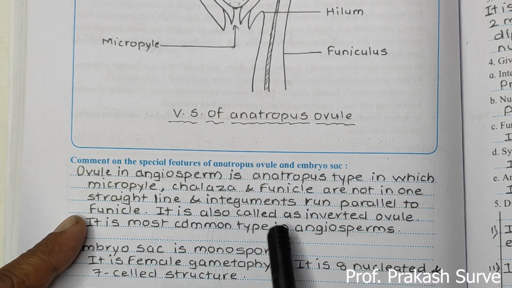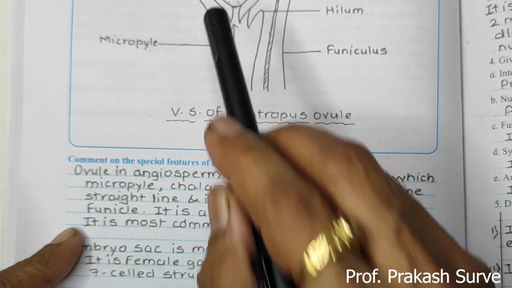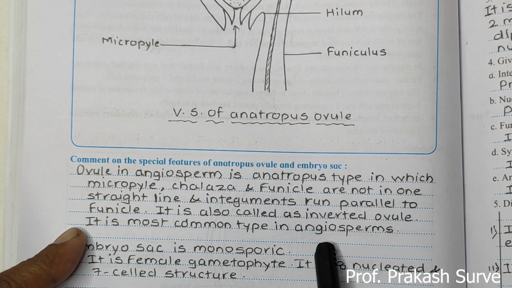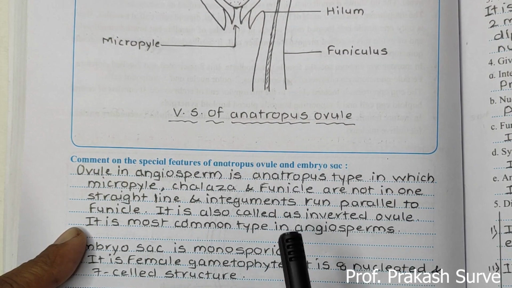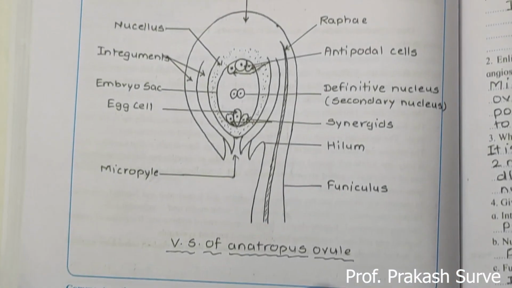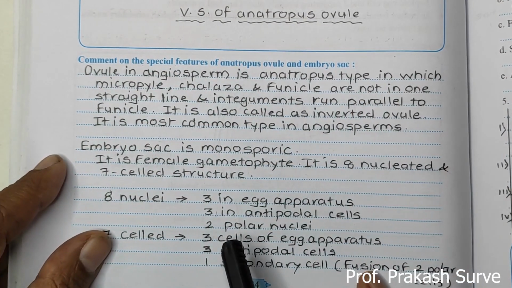It is also called an inverted ovule. If you observe, this ovule is inverted like that. It is the most common type in angiosperms. Most of the plants show this type of anatropous ovule. What do we observe in this embryo sac?